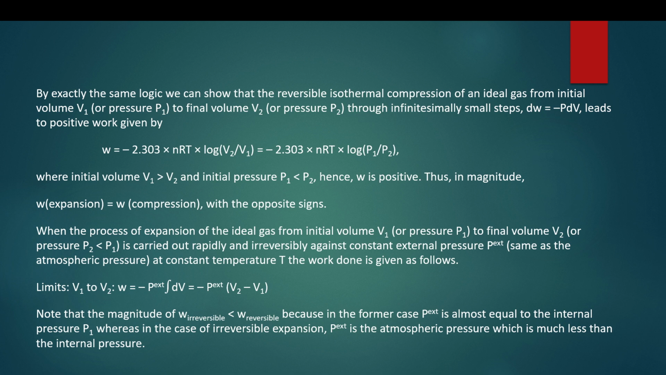By exactly the same logic, we can show that the reversible isothermal compression of an ideal gas from initial volume V1 of pressure P1 to the final volume V2 of pressure P2 in infinitesimally small steps, dW equal to minus P dV, leads to positive work given by the equation W equal to minus 2.303 nRT log P1 upon P2, where initial volume V1 is greater than V2, initial pressure P1 is less than P2, hence W is positive.